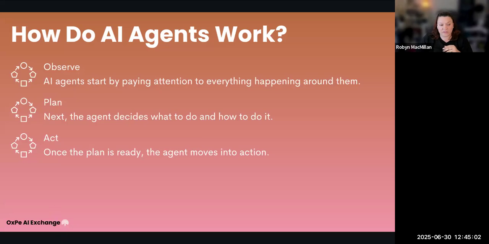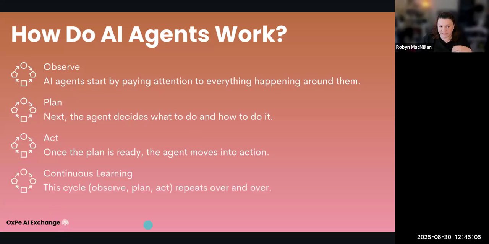And then there's also this aspect of continuous learning. So this cycle, it loops, it happens over and over. It repeats this observe, plan, and act. Every time the agent completes a task, it learns from the results. It looks at what worked well and what didn't, adjusting its approach to be faster and more accurate over time. So it's an incredibly powerful process.